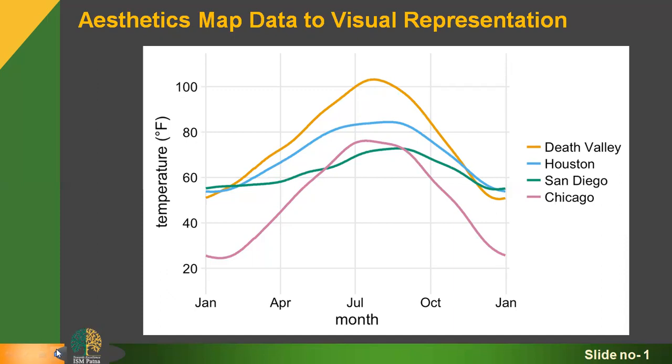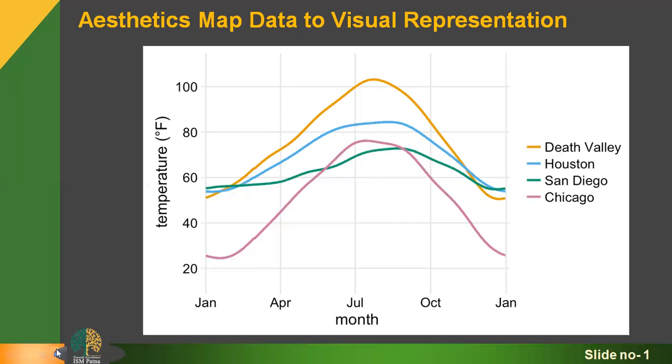On temperature, of what duration? Temperature of 5 months, or you may say 4 months: January, April, July, October, and finally once again January. Okay, fine. So 4 months of temperature is recorded as data in a table, and for 4 different cities of America, like Death Valley, Houston, San Diego, and Chicago.